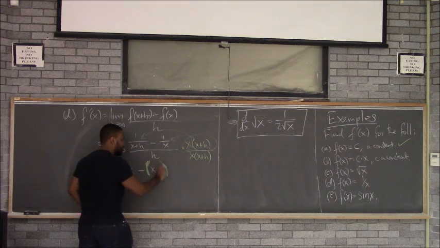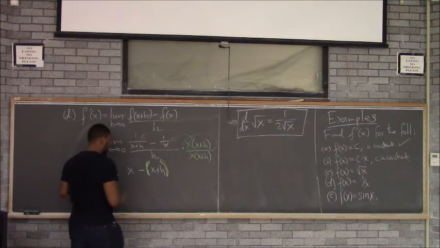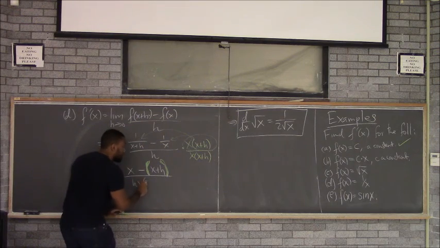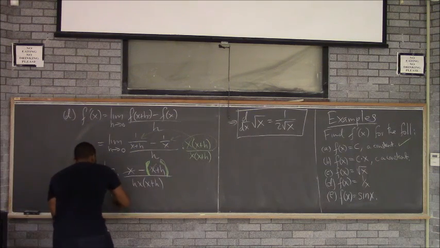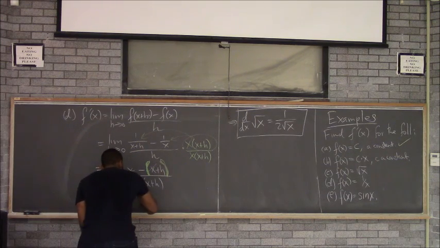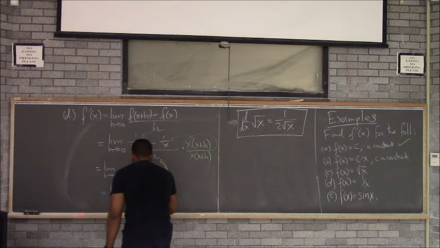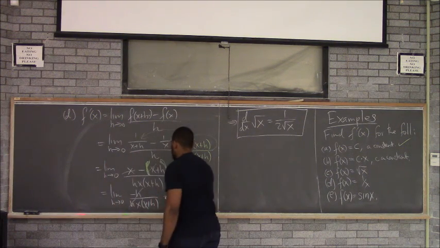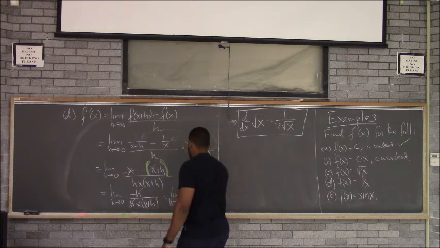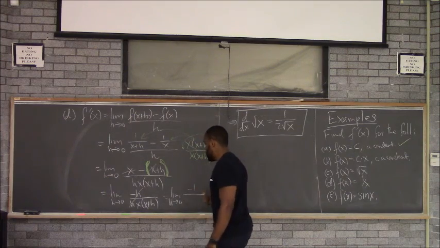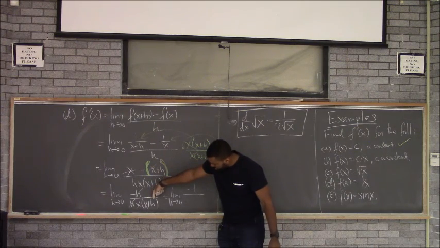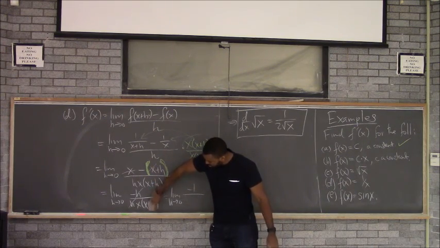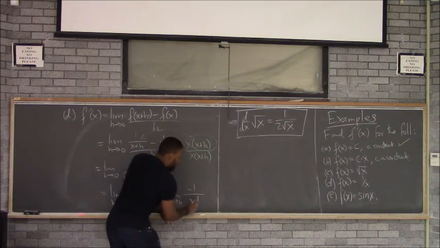At this point, a lot of students would forget the parentheses. Over hx times x plus h. At this point, the x's will cancel. I'll be left with minus h on the top over hx times x plus h. Now the h's would cancel. And I'd be left with minus 1 over what? Now I can plug in h equals 0 without making the denominator identically 0. I will be left over with x times x, which is x squared.